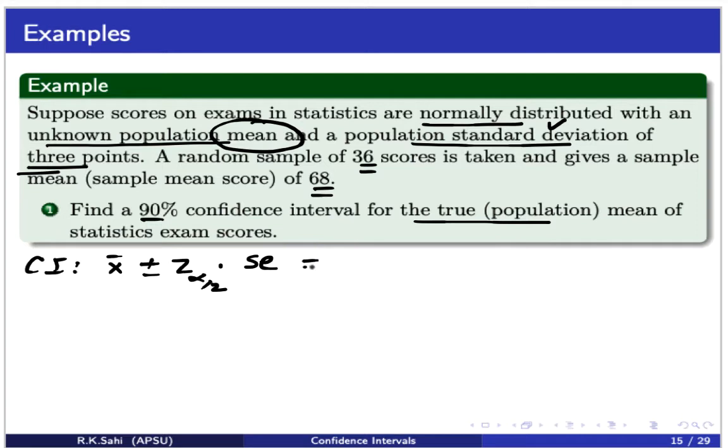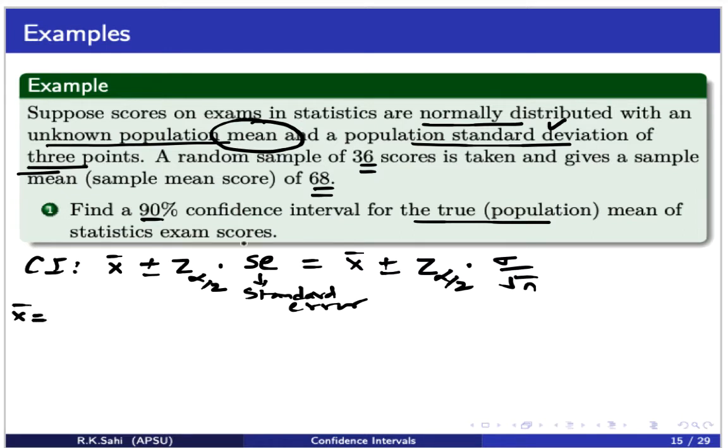Now if you go a little deeper here, it is x bar plus minus z alpha by 2 times SE. What is the standard error? This SE, remember, is the standard error. If you forget that, let me write it down again. Standard error is sigma over square root n. So this is our formula. In order to use this formula, we need to first write down the parameters, and then we just plug the values here. Let's look at x bar. X bar is given to be 68.